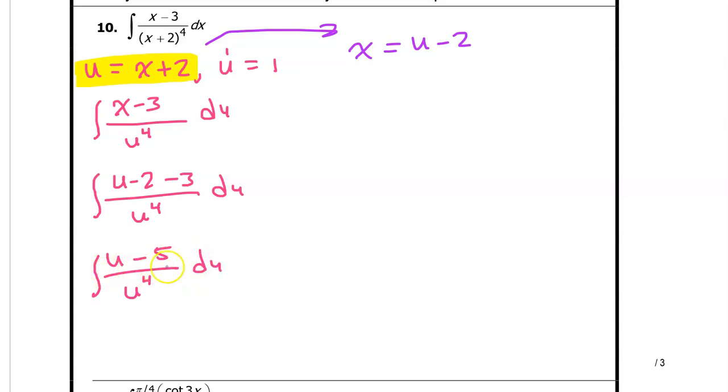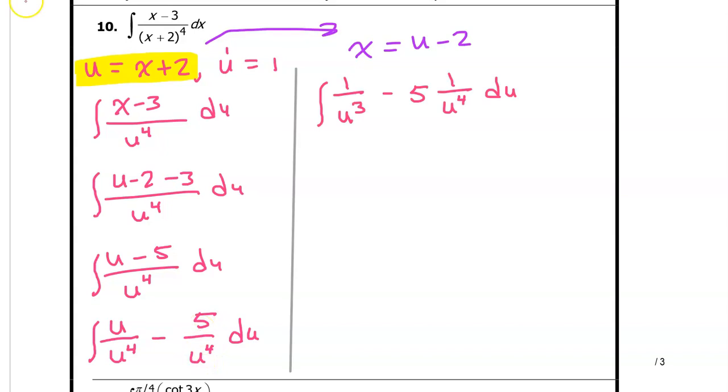It's time to use the a plus b over c rule. If I have a plus b over c, I can split this up as two fractions by writing a over c plus b over c. So I can write the integral of u over u to the 4th power minus 5 over u to the 4th power. This simplifies, and we have the integral of 1 over u to the 3rd power minus 5 times 1 over u to the 4th power.